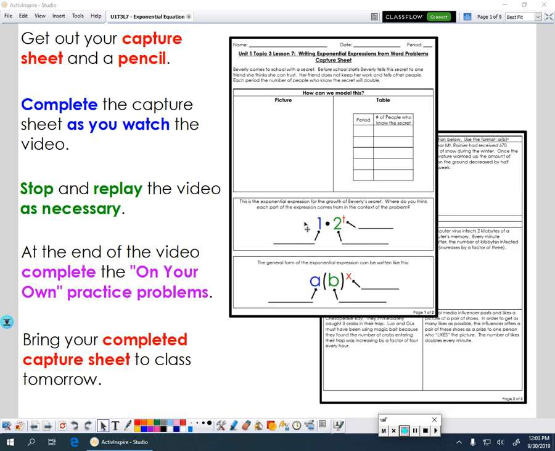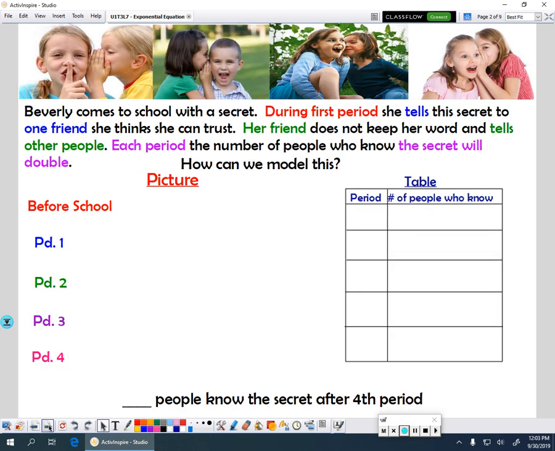So today we're going to be writing exponential expressions from word problems. I want you to think about this situation. Beverly comes to school with a secret. During first period, she tells the secret to her one friend that she thinks she can trust. Her friend does not keep her word and tells other people. Each period, the number of people who know the secret will double.